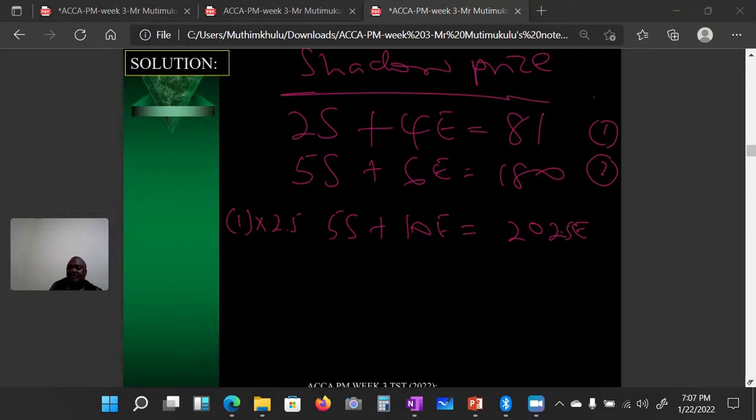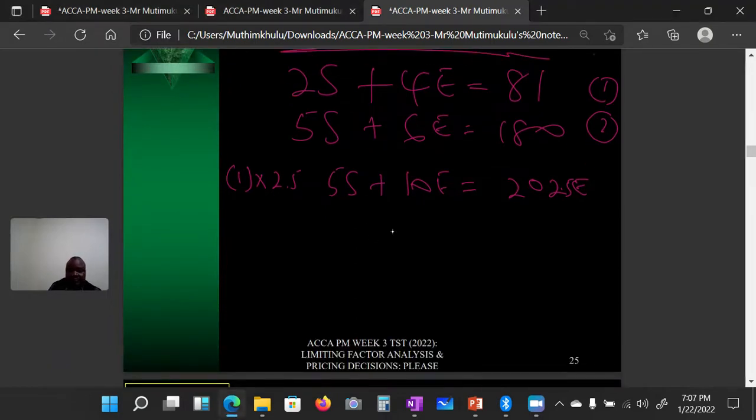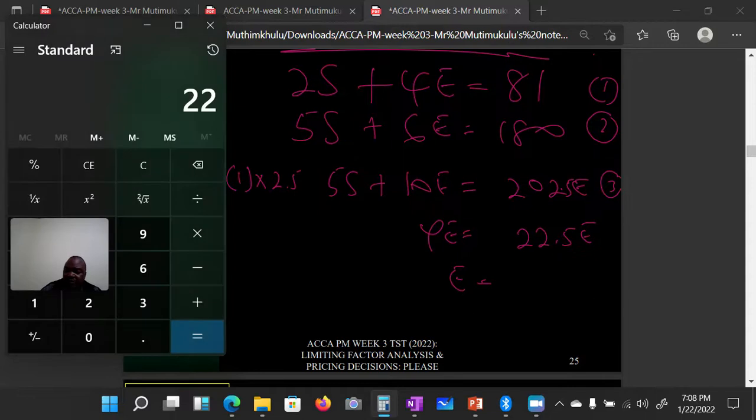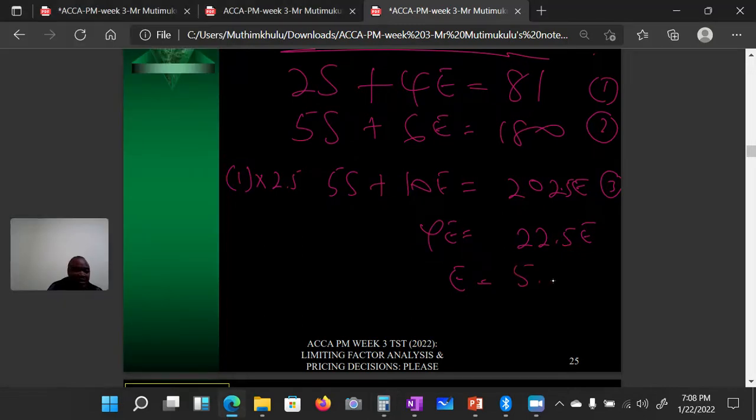Now 5s plus 10e is equal to 202.5. Then this is equation number 3. Equation number 3 minus equation number 2, we get 4e is equal to 22.5. Let me just use this calculator of mine. E is equal to 22.5 over 4, that's 5.625.